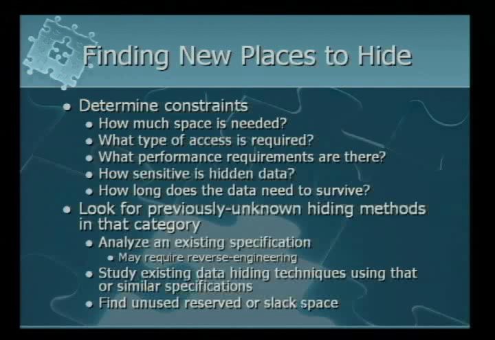Also, you want to figure out what type of access you need. Do you just want to be able to read and write it? Do you want to be able to execute programs? Things like that. Also, what are your performance requirements? Does this need high-speed access? Can you write it really slowly? Do you need to read it quickly? That can make a difference in how you hide things. For example, Stego tends to be very slow because the algorithms are complex, so that might not work if you have high-speed data requirements.